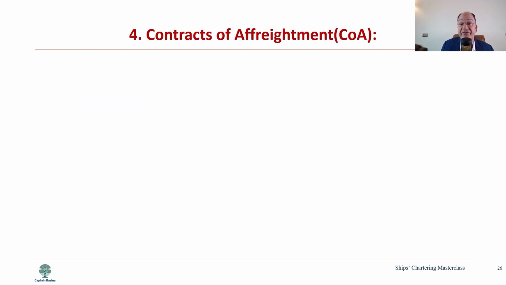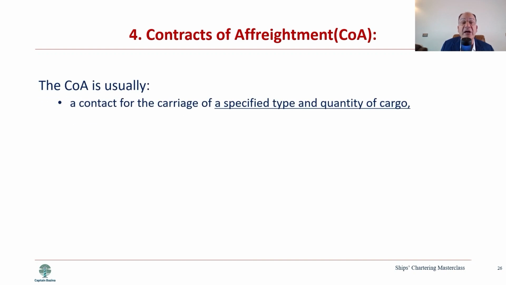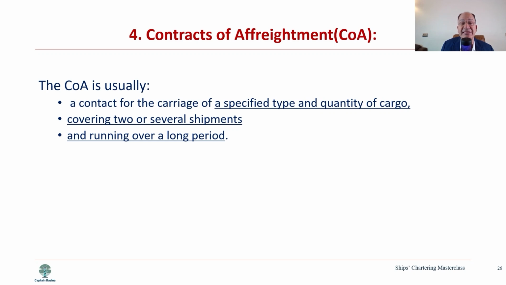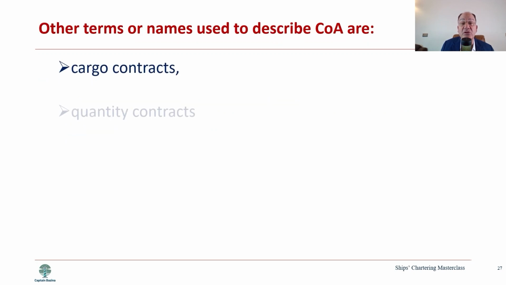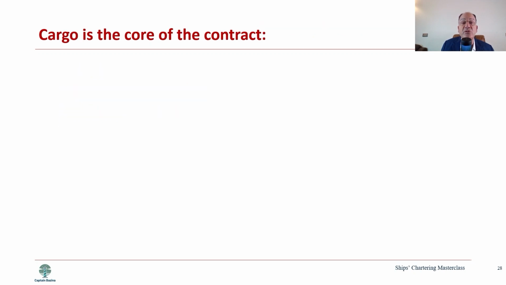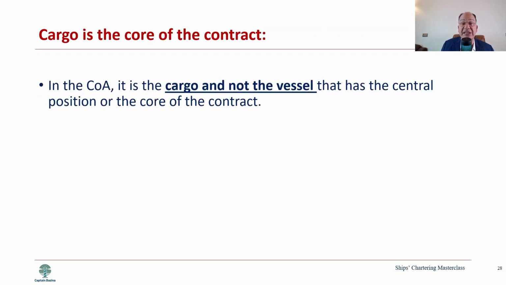For contract of affreightment, let's define it. It's a contract of carriage of a specified type and quantity of cargo, covering two or several shipments and running over a long period. So it is a cargo contract or quantity contract or volume contract. So cargo is the core of the contract here. It is very essential here. The core of the contract is the cargo, not the ship.